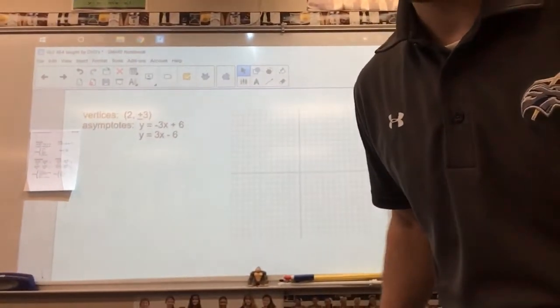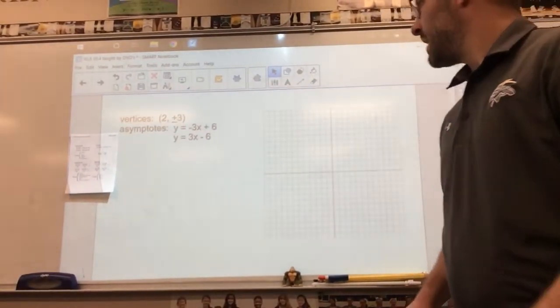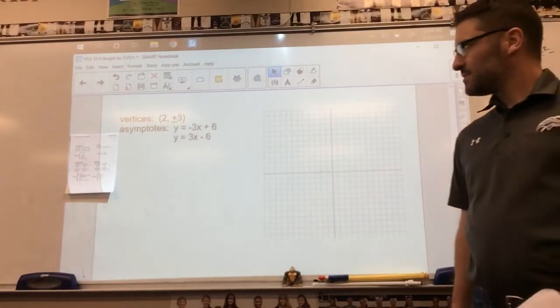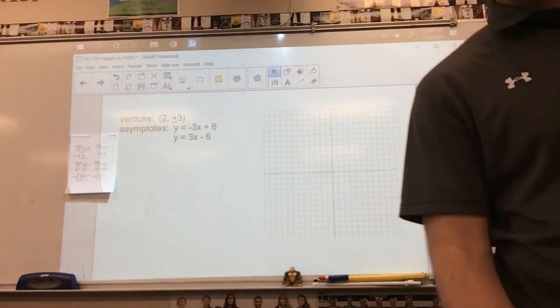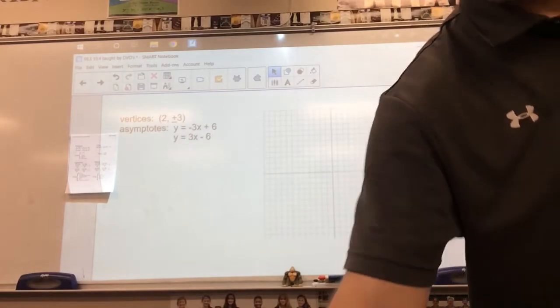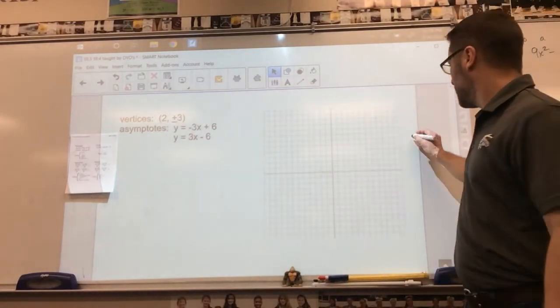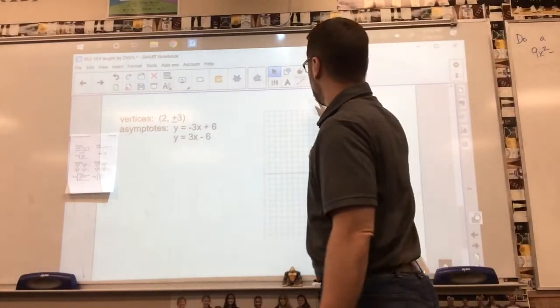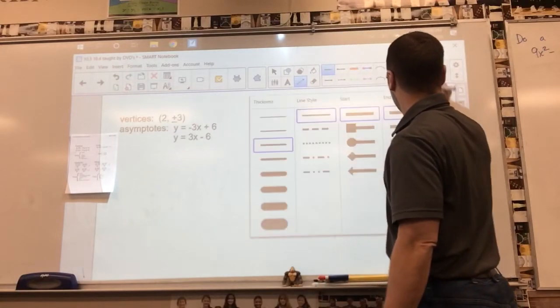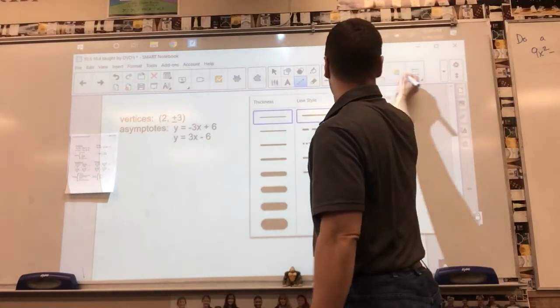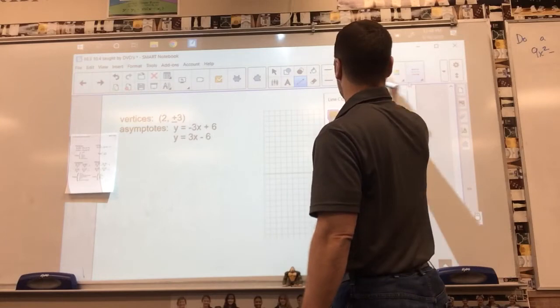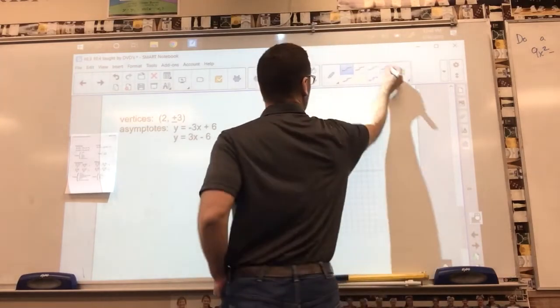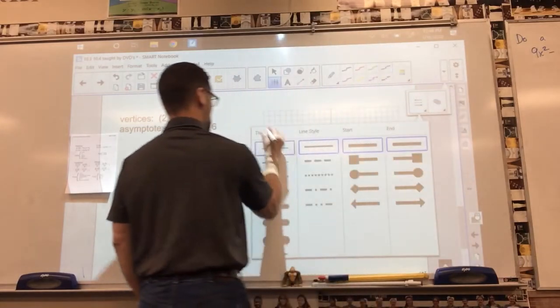The problem gives you vertices at (2, ±3). It gives you two asymptotes, and the question is, can you write the equation of the conic section in standard form? I'm going to go through a problem on how to do that. So join me. Let's get this going.